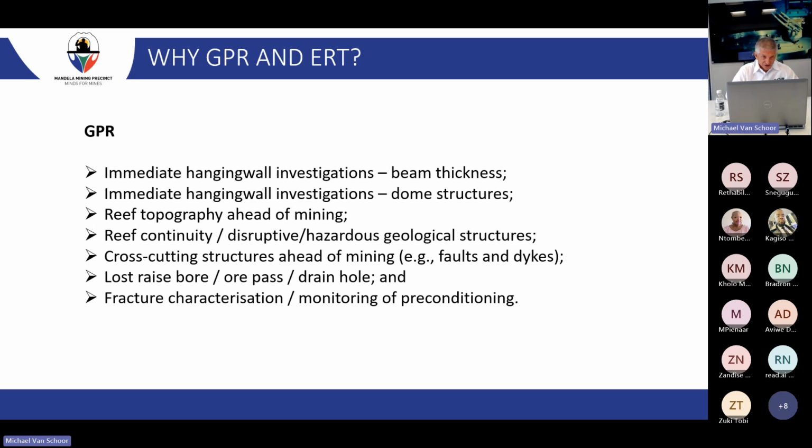So these are typical GPR applications in the underground environment. As I mentioned before, immediate hanging wall studies, looking at beam thickness and dome structures. You can also use it for tracking the topography ahead of mining if the excavation geometry allows it. You can look for cross-cutting structures. And I also mentioned the lost raised bores or ore passes previously, and the fracture monitoring, and also monitoring of preconditioning.